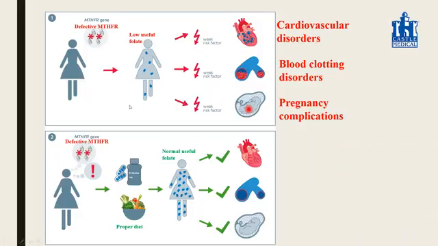Here is another pictorial representation of how MTHFR works. Let's say this lady has a defective MTHFR. It means she has less useful folate, so she is at risk of heart disease, she has risk of blood clotting disorder, as well as pregnancy complications. But if the lady has a defective MTHFR and she knows that she has it, then the physician will prescribe proper supplements and proper diet. In that case, she will end up having normal levels of useful folate, and her risk of developing all these disorders will reduce.